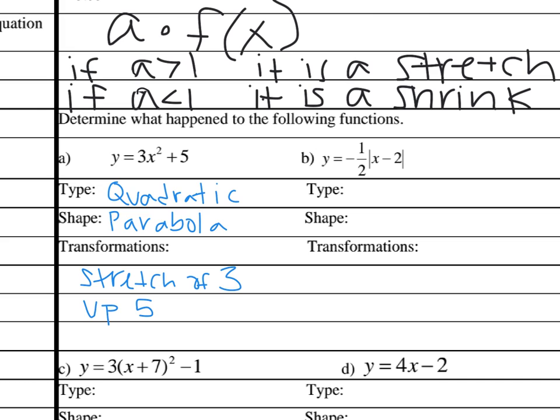In example B, we see the bars, which tells us this is absolute value. The shape of absolute value is a V shape. And now we list the transformations. See this negative out front right here? That tells us that there is a flip or a reflection over the x-axis.